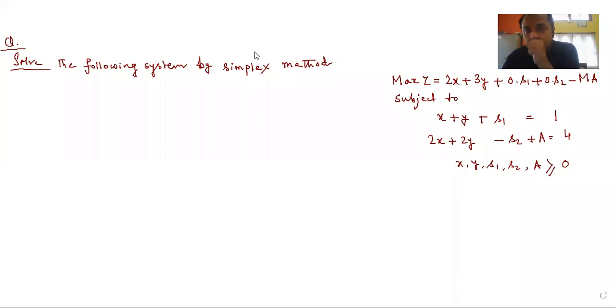I'm going to design a simplex table to solve the system. First of all, you have to know what is the format of the simplex table. So let us try to write the format of the simplex table. And whenever I'm writing a simplex table to solve a system, every time I have to follow this particular format.